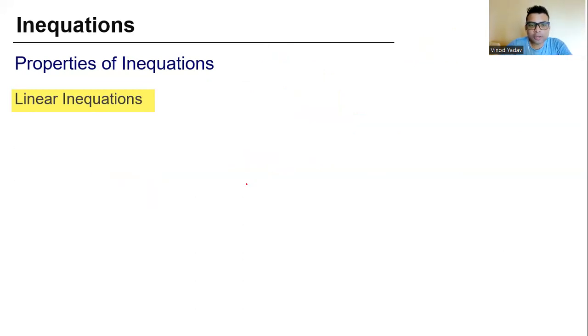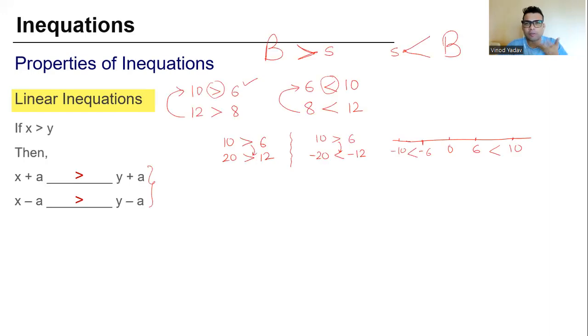So in case of multiplication, we need to be very, very careful. And the same goes for division actually. Multiplication and division logically are one and the same thing, right? So see, 20 more than 12, divide by 2: 10 more than 6. So the more-than inequality sign was retained, no change, because I divided by positive 2.